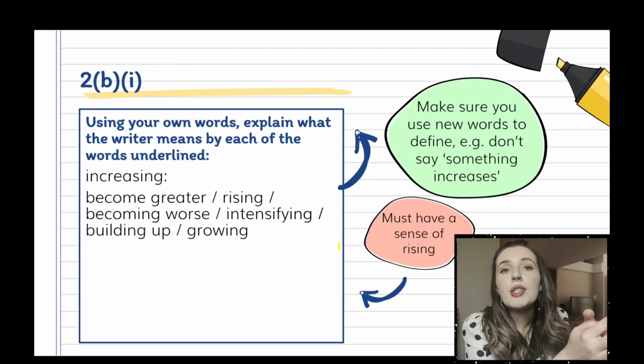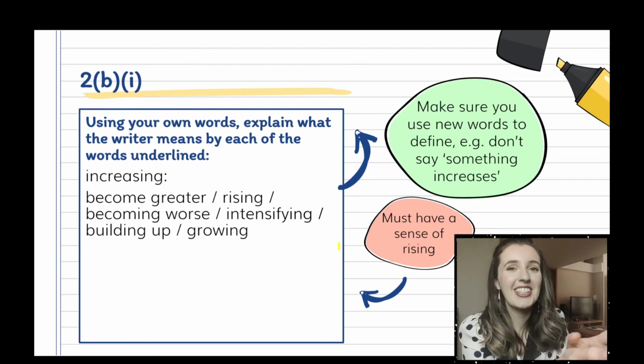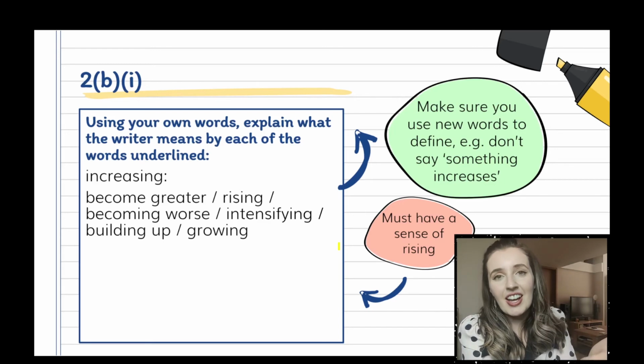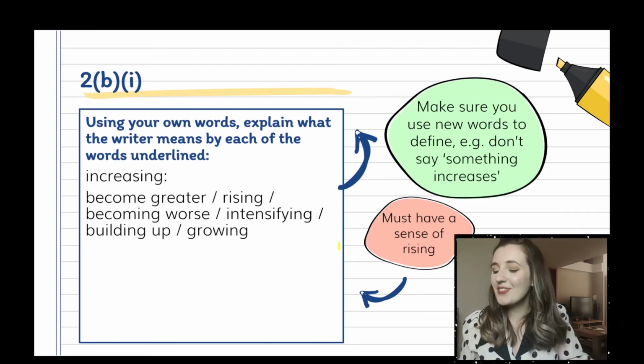And if you use the word increase anywhere in your definition, that's definitely wrong, okay? I hope that I've managed to hammer that particular point into your head by now. Let's have a look at the next two questions, which are a little bit more controversial. So take a deep breath to calm yourself before we go through these answers. Get your pens out, get ready to mark.